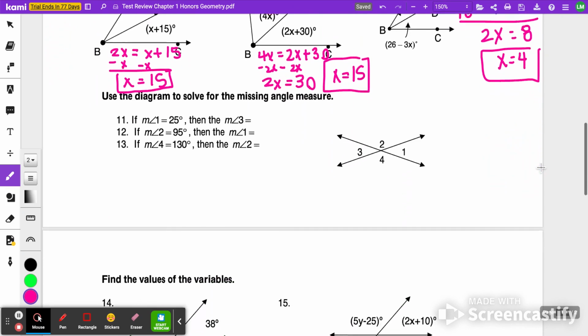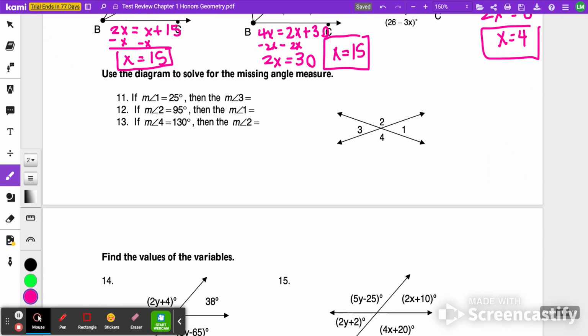For this next section, use the diagram to solve for the missing angle measure. So for number 11, if the measure of angle 1 is 25, then angle 3 is also 25 because these are vertical angles.